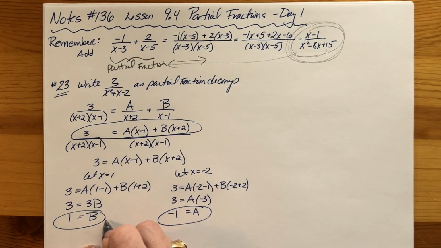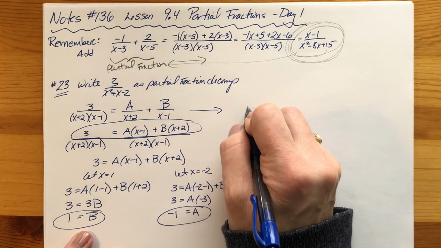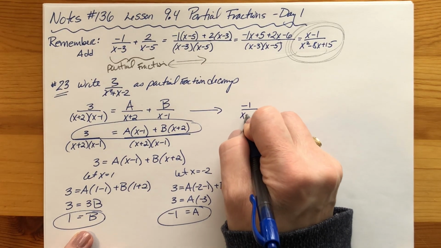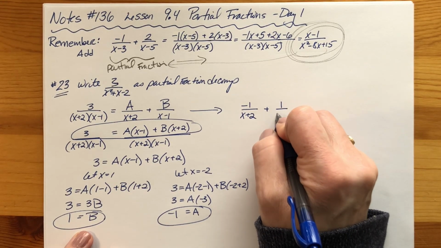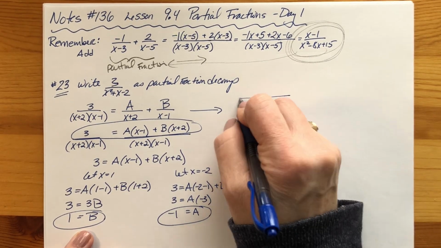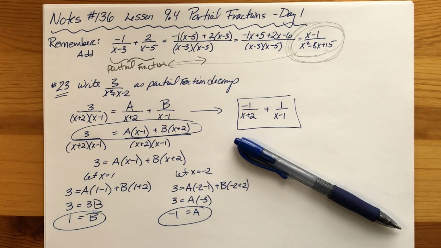So let's take this a, let's take this b, and we'll put this back in. So this would be -1 over x plus 2 plus b, which is 1 over x minus 1. And there's our answer. So that's a super simple example of partial fraction decomposition.